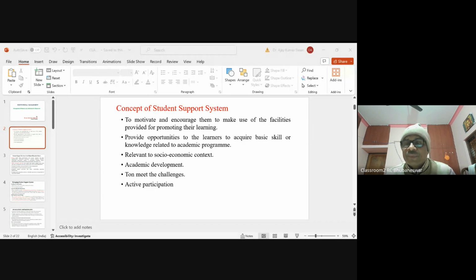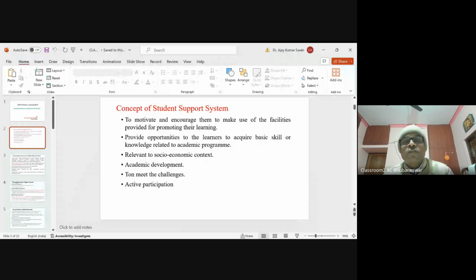So in any field, it may be face to face mode or it is virtual mode, but participation must be there between student and student, student and teacher, teacher and student. So like that, participation must be there. Without participation, without involvement, there is no learning. Okay.